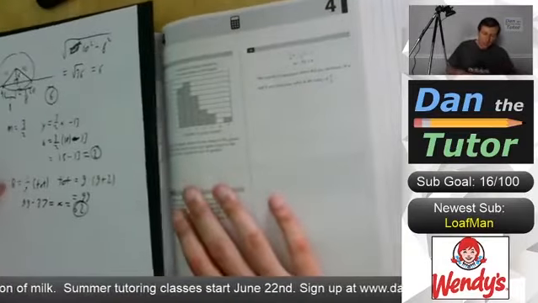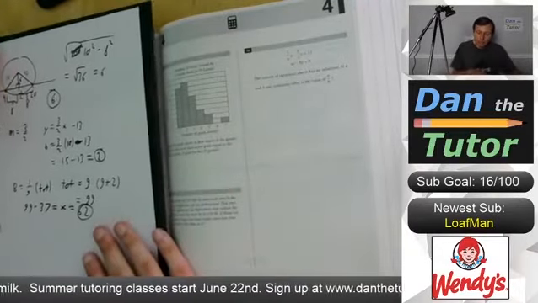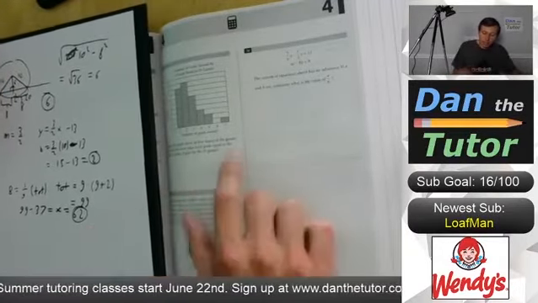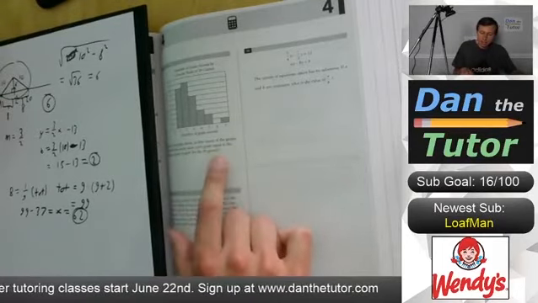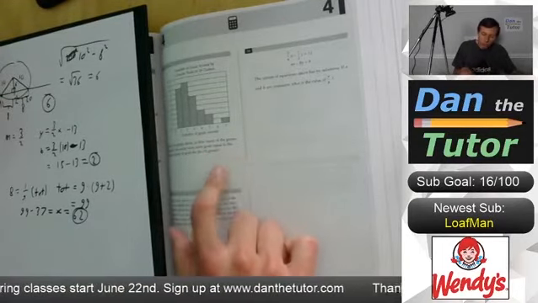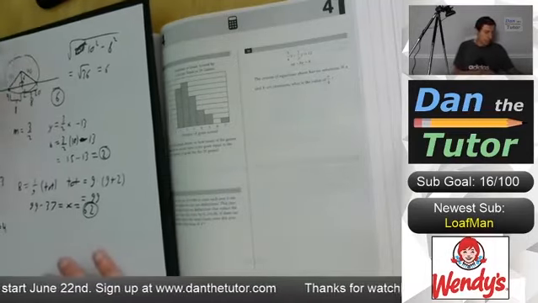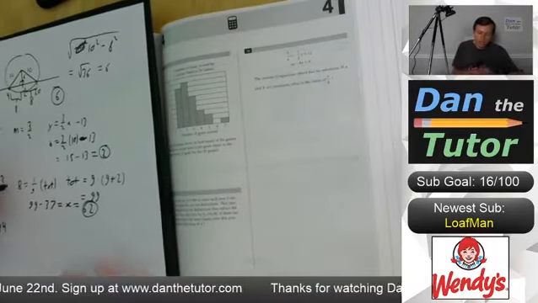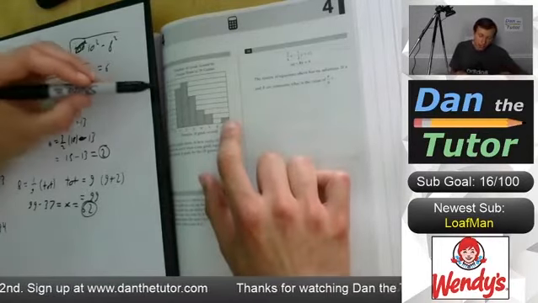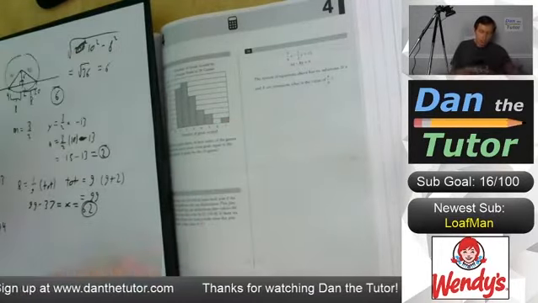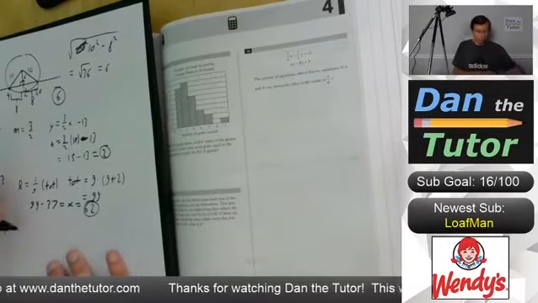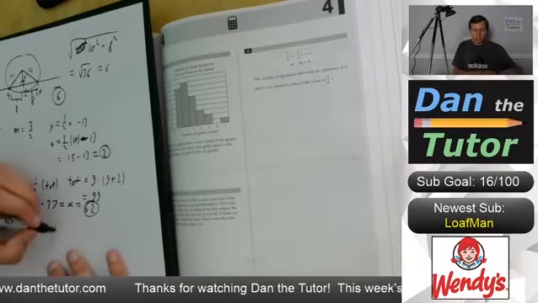34, we're almost there. Based on the graph above, in how many of the games played did the soccer team score goals equal to the median number of goals for the 29 games? First, we need to find the median, and to do that, there's no easier way for me to do this than literally counting: 1, 2, 3, 4, 5, 6, 7, 8.